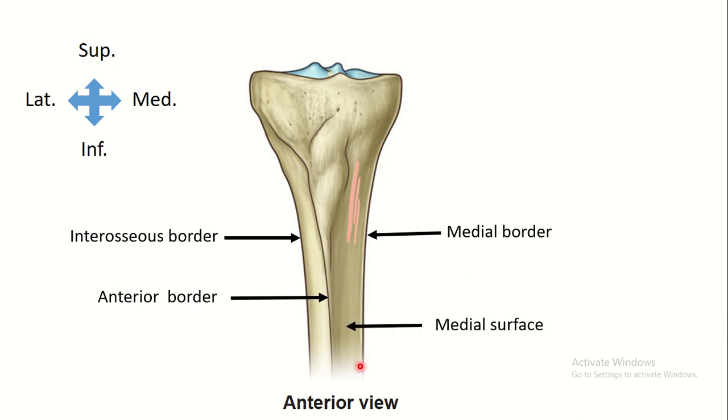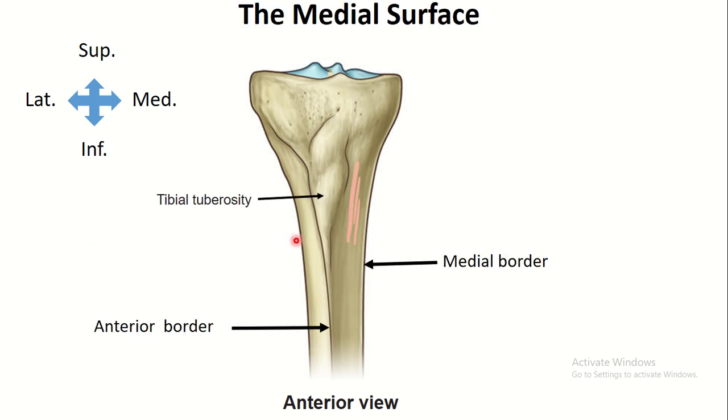Now it has got three surfaces. The medial surface is between the anterior and the medial border, the lateral surface is between the anterior and interosseous border, and the posterior surface is between the medial and interosseous borders. I will talk about the medial surface. We said the medial surface lies between the medial border and the anterior border, and the medial surface is subcutaneous and palpable, we can feel it, and it is called the shin of the tibia. This and the anterior border we call the shin of the tibia.